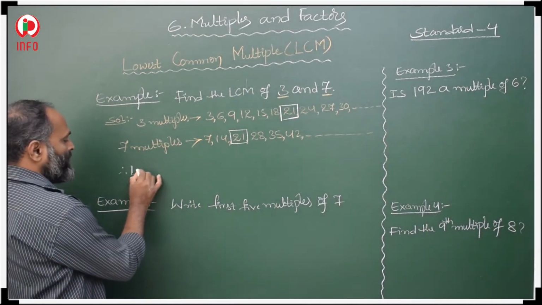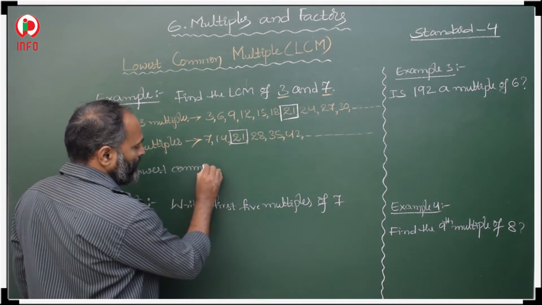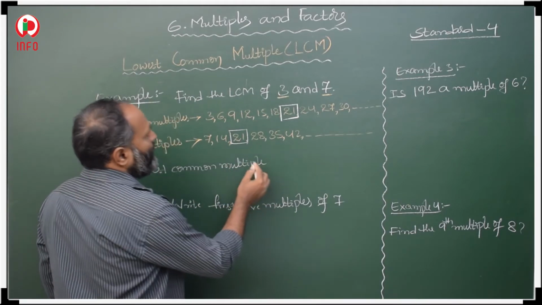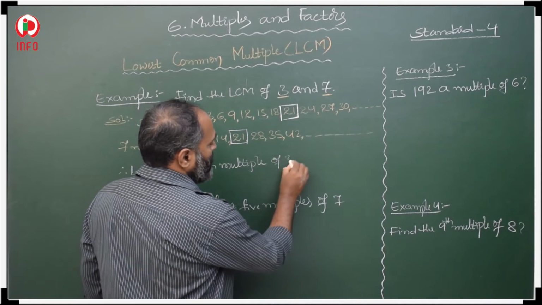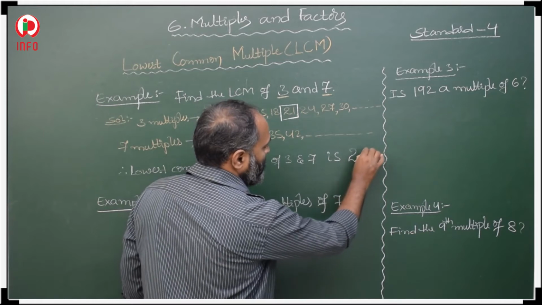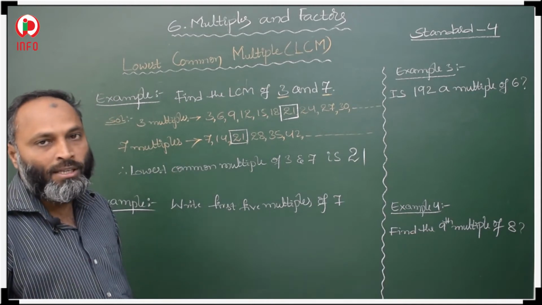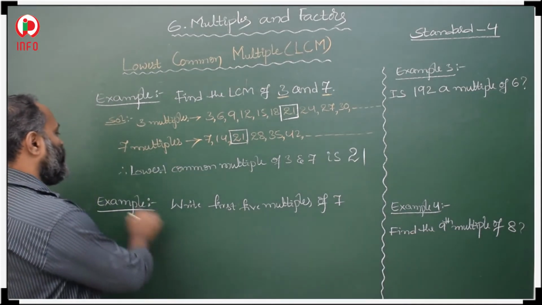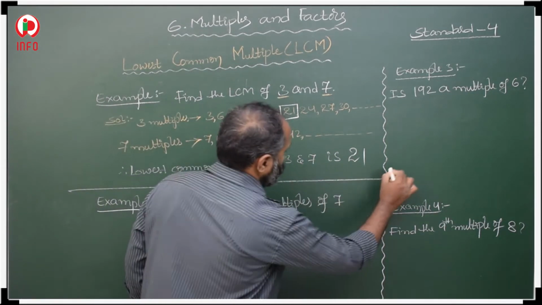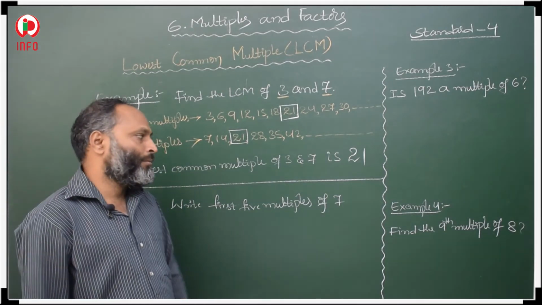Therefore the lowest common multiple of 3 and 7 is 21. 21 is the lowest common multiple of 3 and 7. So in this way we have to find the least, meaning smallest, common multiple.